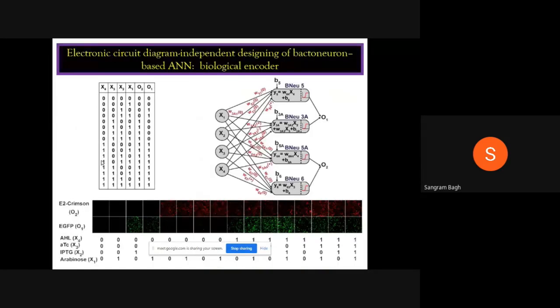We have done the encoder as well. I'm not going into detail. This is the truth table. You can see this is much more complex than the decoder. So this is our ANN with our artificial bacterial neurons. Remember, this is in hardware, because it is actually happening. It's not software. It's not just mathematics. This mathematics is actually happening with the bacteria. And when you do this kind of experiment, you get the results, and if you match them, they are actually the same.